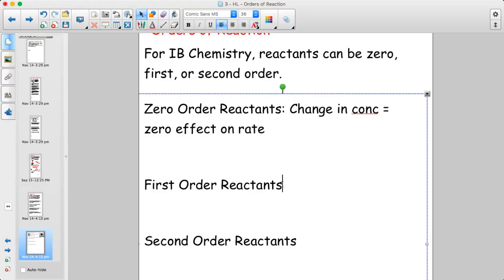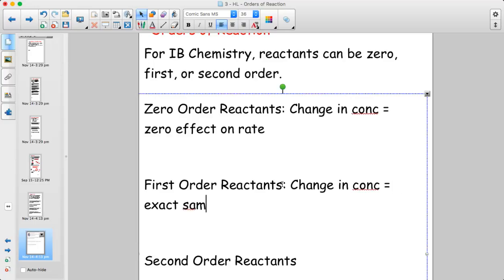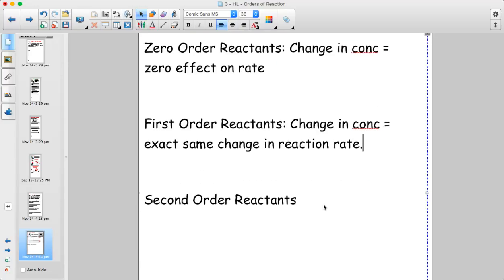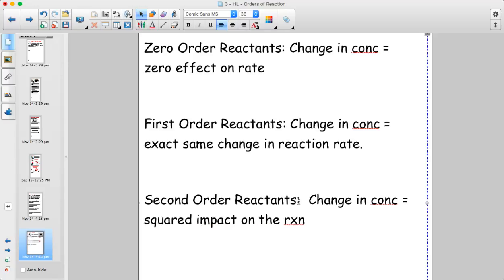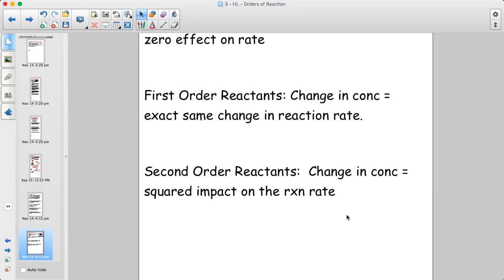For first order reactants, a change in concentration equals the exact same change in reaction rate. So it's a directly proportional relationship. Doubling it equals a doubled reaction rate. Tripling the concentration, triple the reaction rate. And for second order reactants, the change in concentration equals a squared impact on the reaction rate. So doubling the concentration of a second order reactant means quadrupling the reaction rate.